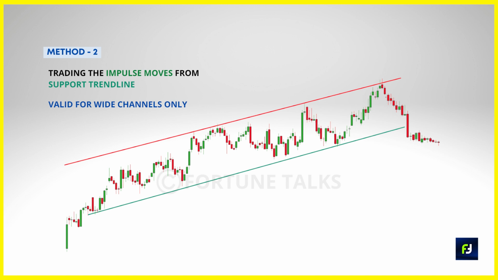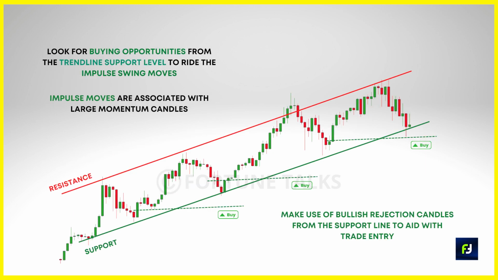Now let's look at the second method of trading a rising channel pattern. This idea is only valid if the channel formed is wide enough. That is, there should be enough points between the support and resistance line. The idea here is to trade the impulse move or simply to trade in the direction of the trend. All you have to do is to look for buying opportunities from the trend line support level to ride the impulse moves, because impulse moves are associated with stronger momentum candles and you will be trading along with the market price flow.